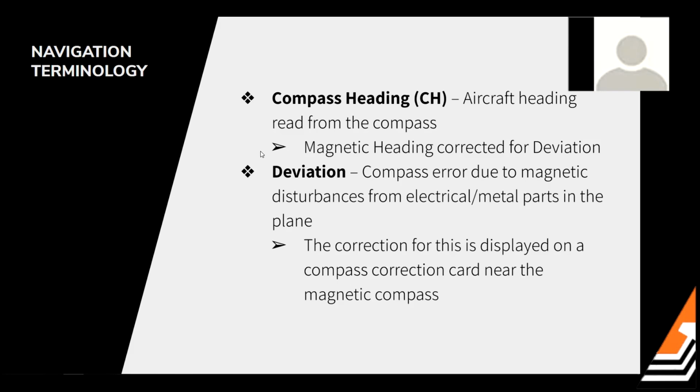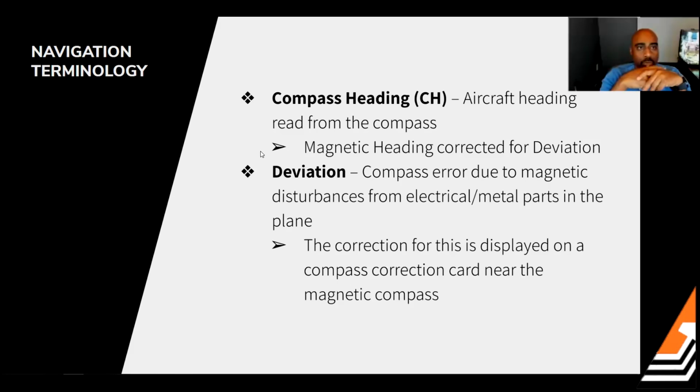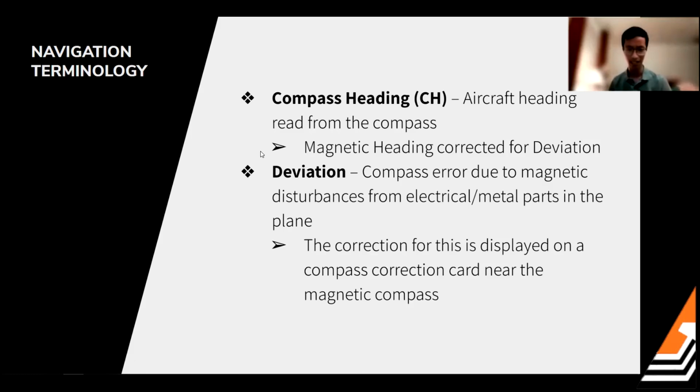So it'll be like, if you want to fly 330, steer 331. So your deviation in that case is just +1, only adding 1 degree. All right, so that's the goal there. We're starting from true course, getting all the way to compass heading. All right, so that's your navigation terminology.